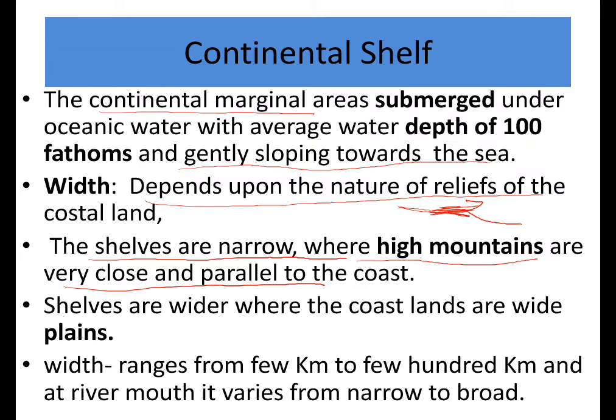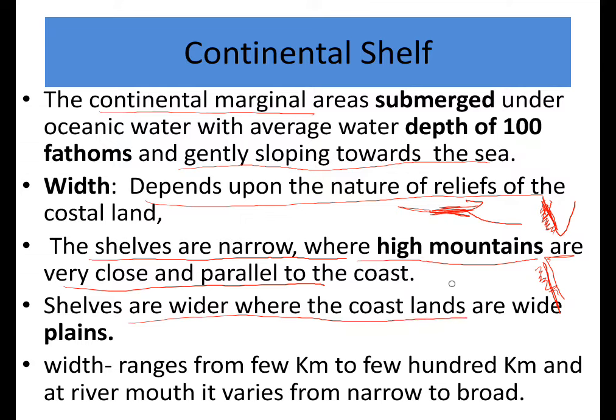For example, we can see in the North America, even in the South America, in the coastal region, the Pacific coast here. So here also we can see that. The Rockies and Andes are located parallel to the coastal region. So here the shelves are very narrow, and shelves are wider where the coastal lands are wide plains.